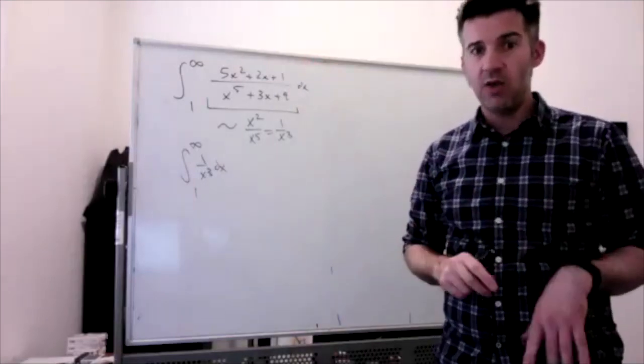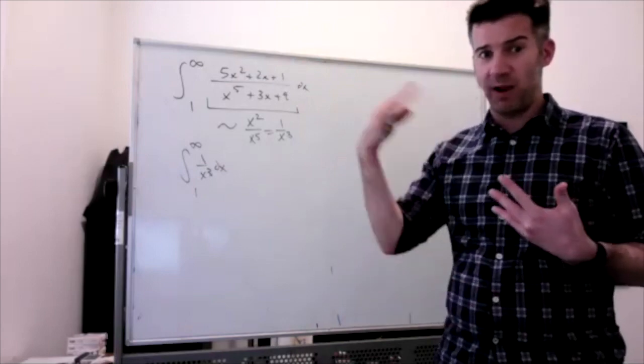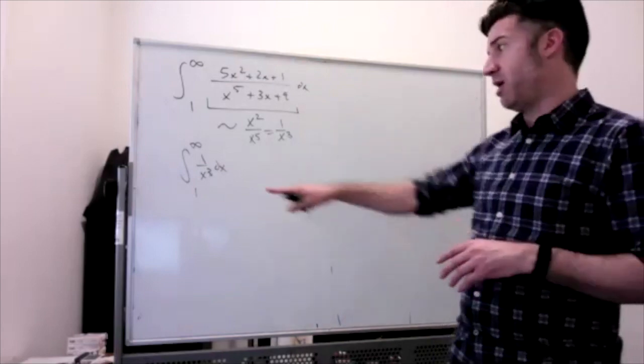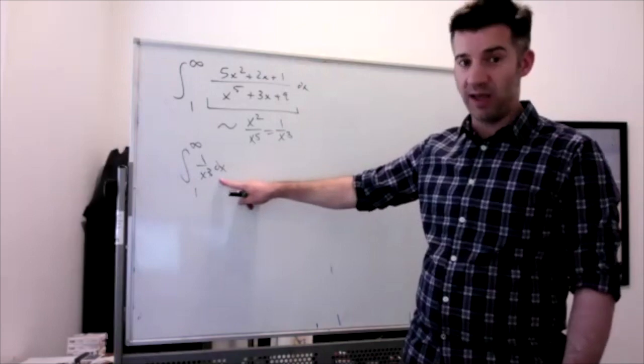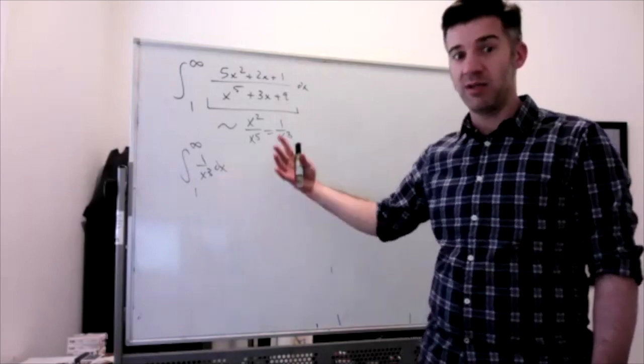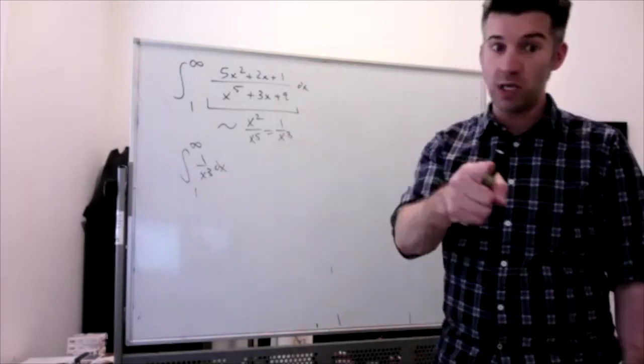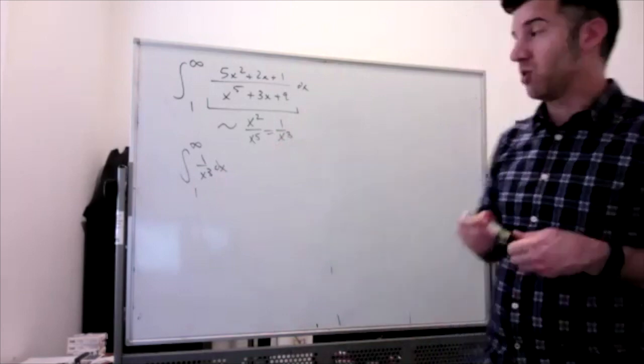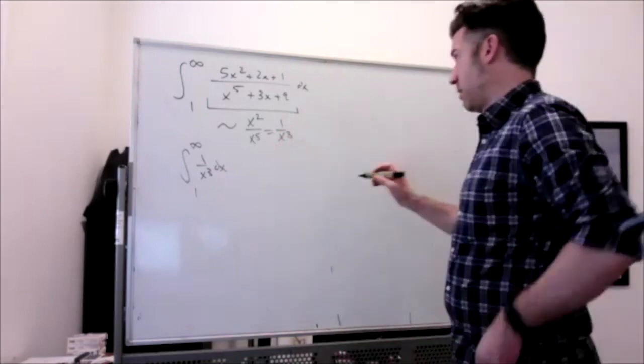But what I will tell you is for rational-ish functions, if it's just powers of x, you can always do this thing where you're just saying, okay, I'm going to compare powers, and if the power on the bottom is bigger than 1, I'm thinking it's going to converge. If the power on the bottom is less than or equal to 1, I'm thinking it's going to diverge. So another example would be something like this.